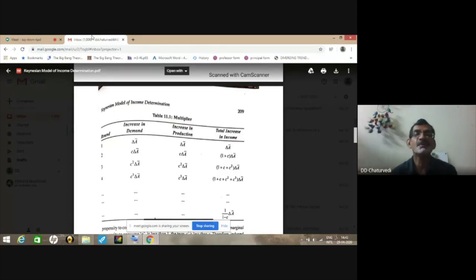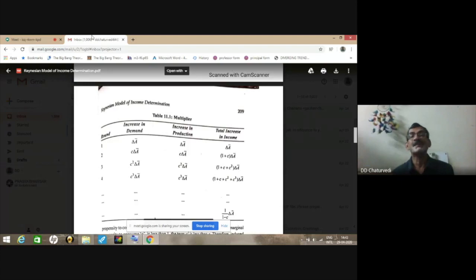In the next round, the increase in demand will be somewhat lesser, depending upon the value of MPC. So if MPC is given by symbol C, and you are receiving income of delta A bar, you will not spend the entire amount, but your expenditure will be limited to your needs, and your needs are expressed through marginal propensity to consume. That means what proportion of additional income you are consuming. So with a total increase in income of delta A bar in the first round, there will be an increase in demand by C into delta A bar in the second round.